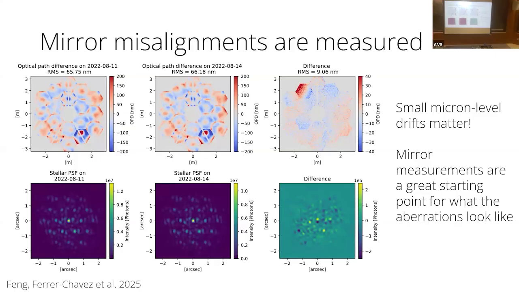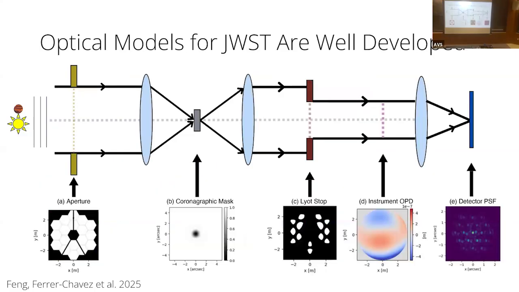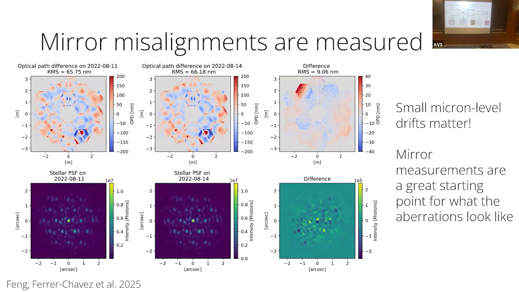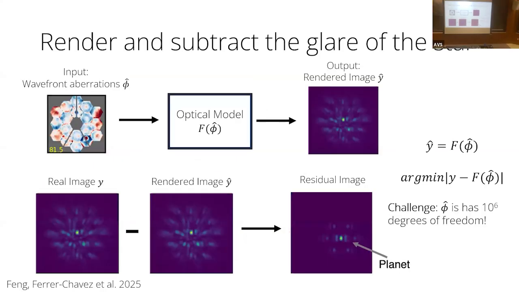But what if we knew exactly what the aberrations of the telescope were? With our understanding of optics, we could just predict what the glare of the star should look like, subtract it off, and look for exoplanets. So that's what we can do. We've now rewritten this as a computational imaging problem. This is a problem for people that work in optimization to figure out.